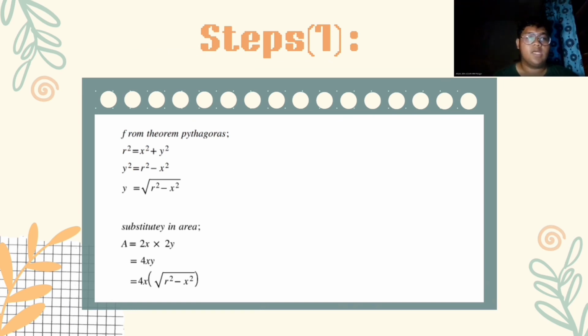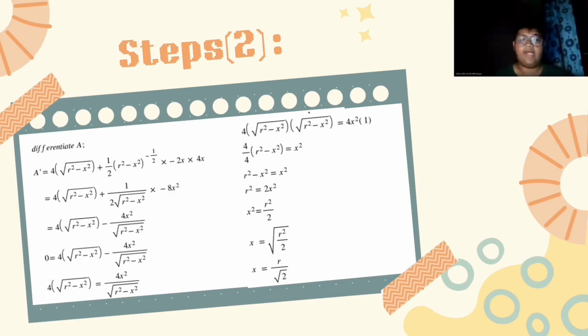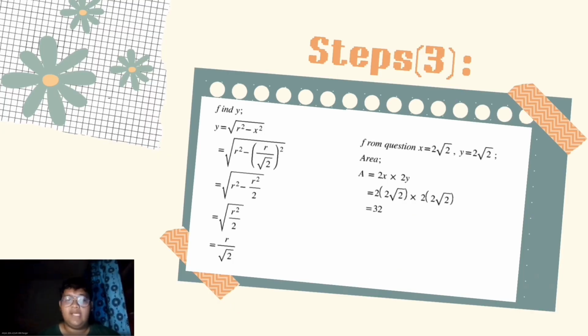Our first approach is to create a y equation from the Pythagoras theorem, because we can form a triangle from the illustrated rectangle. Then substitute y in the area formula to get the area in terms of x and r. Next, we differentiate the area A and set it equal to 0 to find the value of x, which is r over square root 2. Lastly, we find the y value by substituting the x value into the Pythagoras equation, and also get r over square root 2.